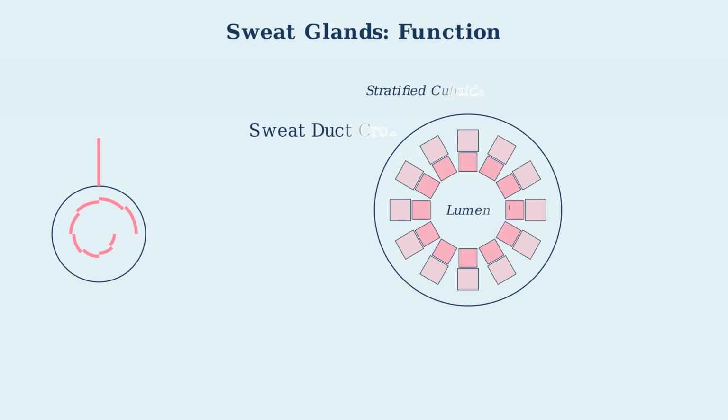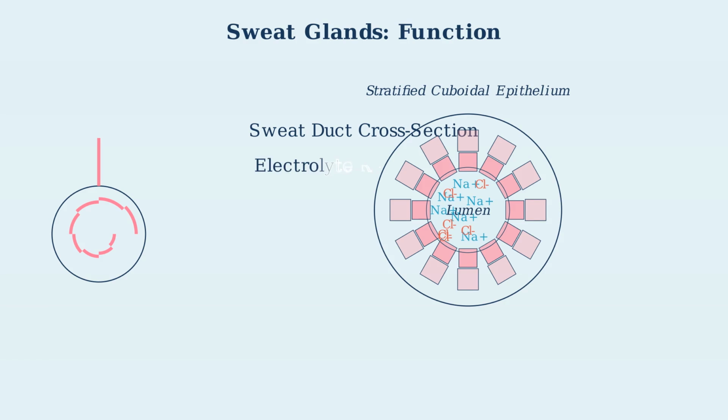As we zoom in on a sweat duct, we can see it's lined with stratified cuboidal epithelium. This specialized tissue consists of multiple layers of cube-shaped cells surrounding the central lumen. A key function of the stratified cuboidal epithelium in sweat ducts is electrolyte reabsorption.